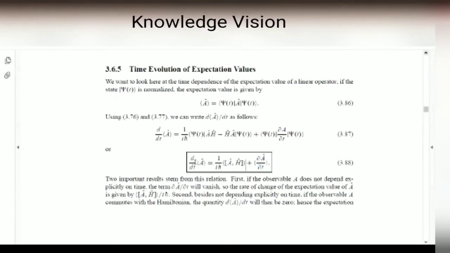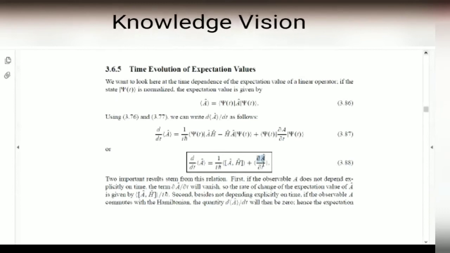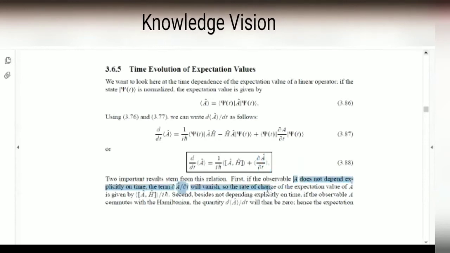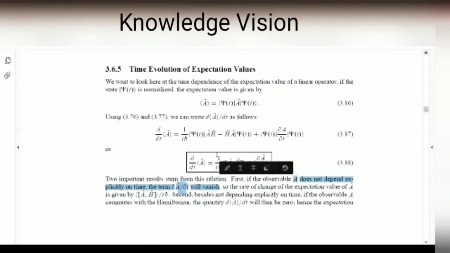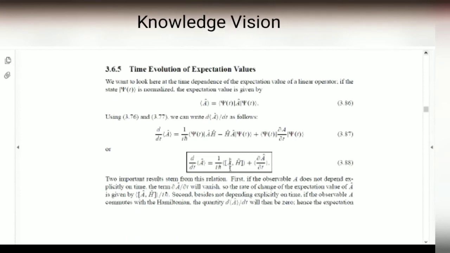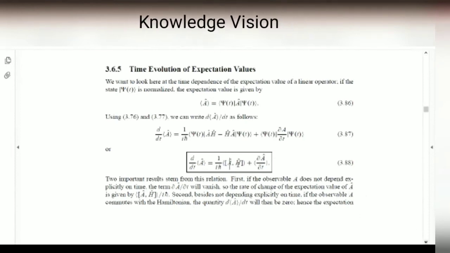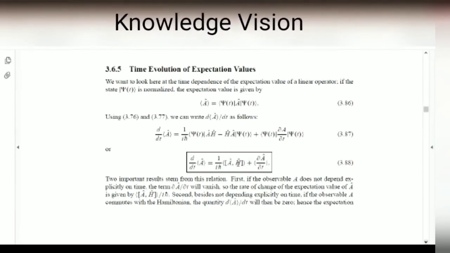Now we have the solution of the expectation value with respect to time. First we have two terms, and the first term is equal to 0. Why? Because A does not depend explicitly on time, so it vanishes. Now the second term also goes to 0. How is that possible? When A and H both commute with each other, then the answer will be equal to 0. If the observable A and the Hamiltonian commute with each other, then the answer will be 0.